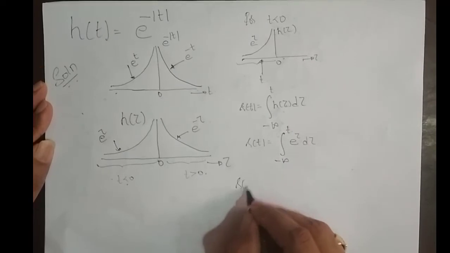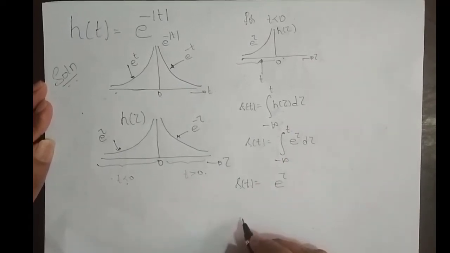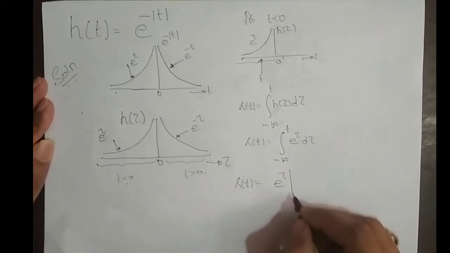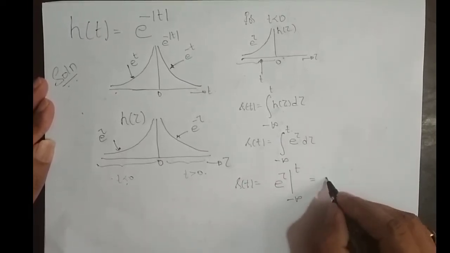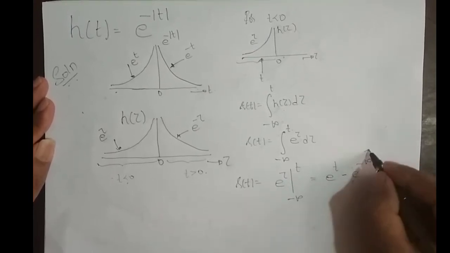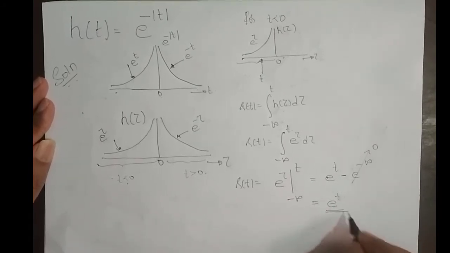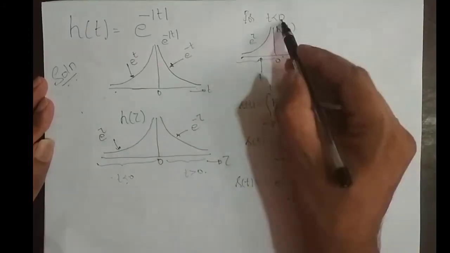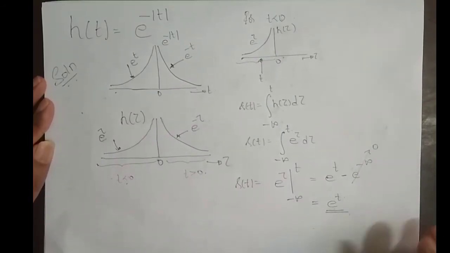Okay, so s of t is equal to, what is the integration of e power tau with respect to tau? It is nothing but e power tau itself with the limits minus infinity to t. This is equal to e power t at the upper limit minus e power minus infinity. e power minus infinity is 0, therefore it is e power t. Fine. So for t less than 0, the step response is e power t.